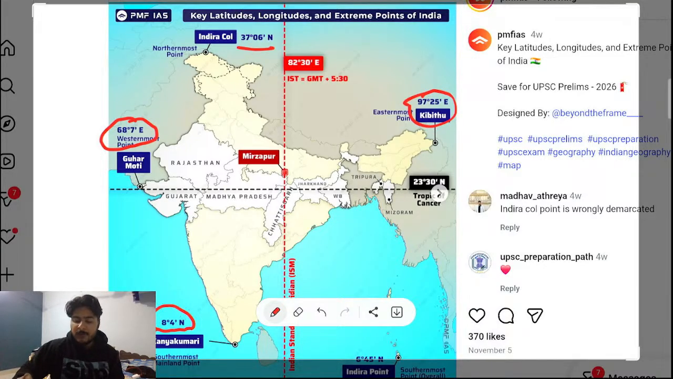First, let us talk about the north and south extension. The north and south extension of India is from Indira Col to Kanyakumari, or you may say from Kashmir to Kanyakumari. Specifically, it is Indira Col. Okay? From Indira Col to Kanyakumari. This is the north and south extension. Clear?